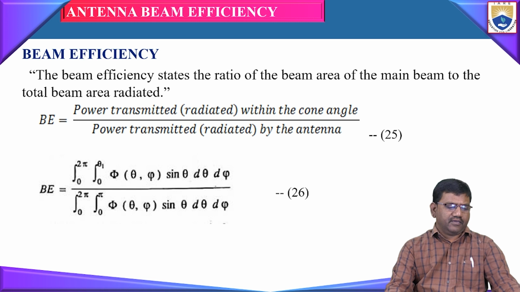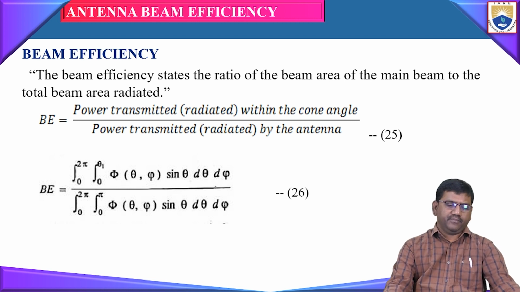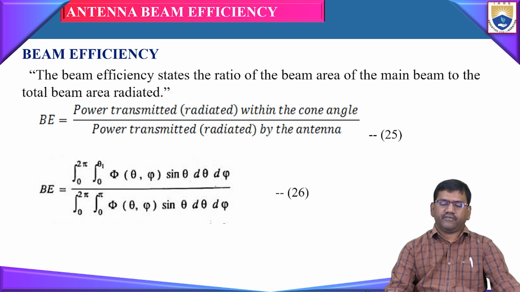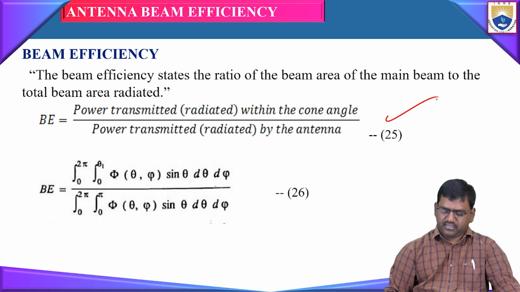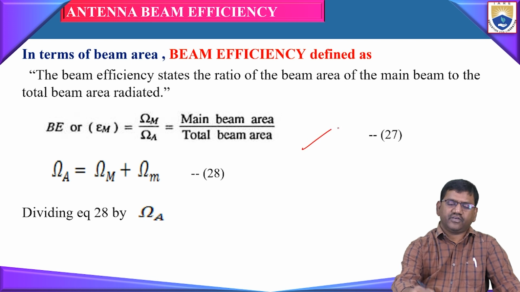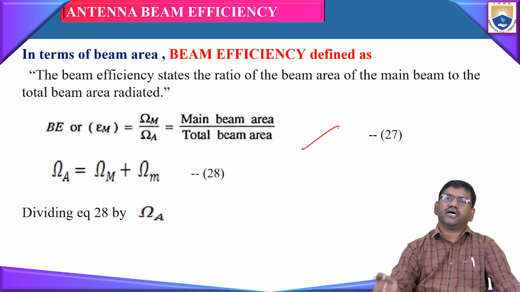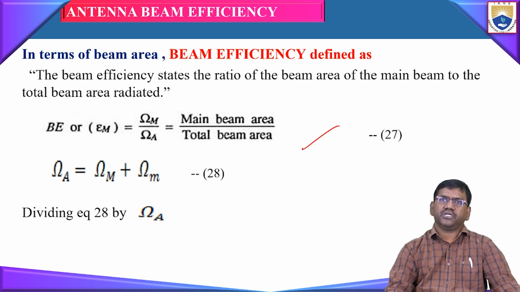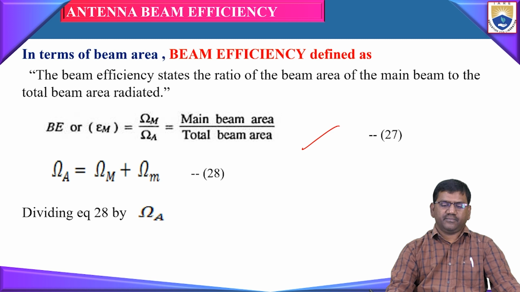The next one is antenna beam efficiency. The antenna beam efficiency is given as the power transmitted within the cone angle by the power transmitted by the antenna. Another definition for beam efficiency is the ratio of the main beam area by the total beam area. The ratio of the main beam area by the total beam area, we call it the beam efficiency.